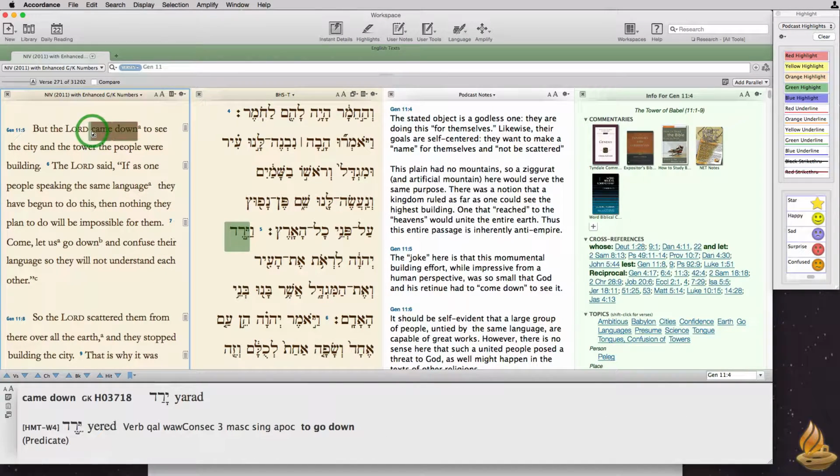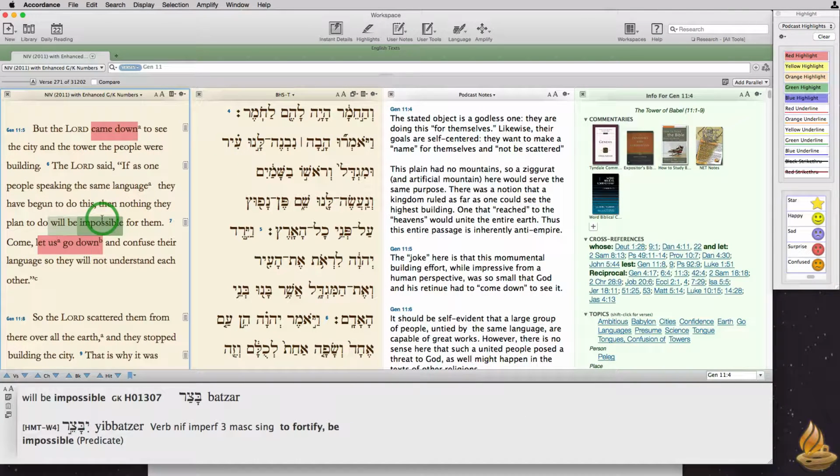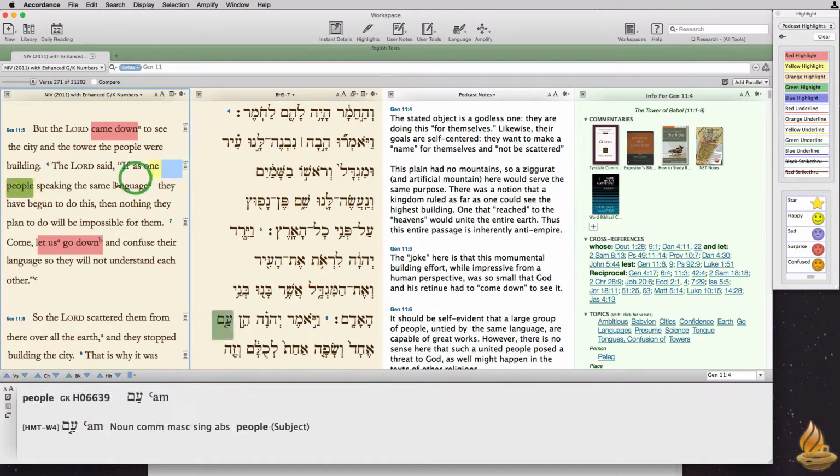Now, I've already highlighted the first come down. Notice that is repeated just in case we didn't get it the first time. The fact is that human works, no matter how monumental they seem, are very, very small in God's eyes. He has to come down to see them. Notice also that the same sort of heightened language continues. We have one people speaking the same language. That's achad language, the same language. And nothing that they plan to do is going to be impossible for them.